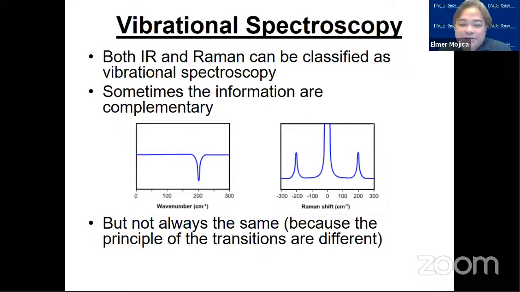Together with IR, they are known as vibrational spectroscopy, because what they do is look at the vibration of the molecule. That's why I call them the dancing molecules. Both IR and Raman can be classified as vibrational spectroscopy. But the information that you get is complementary with one another, because although they both involve vibrational spectroscopy, the principle behind the transition is different.